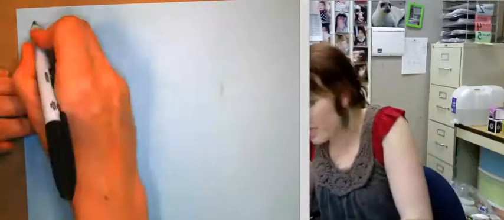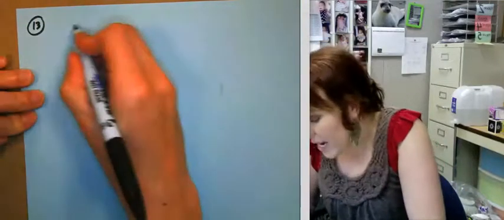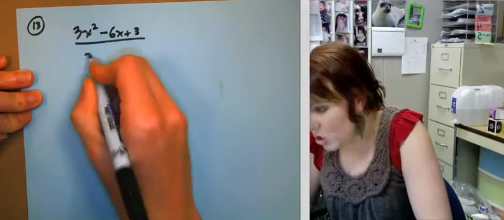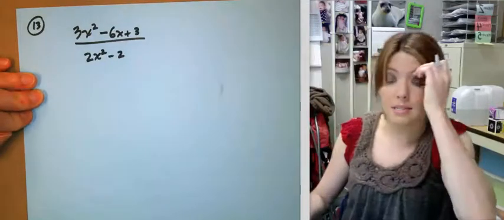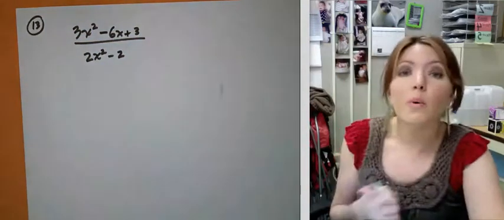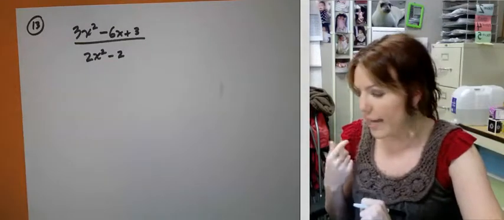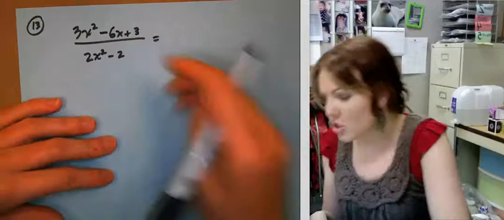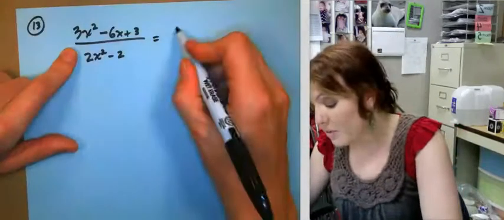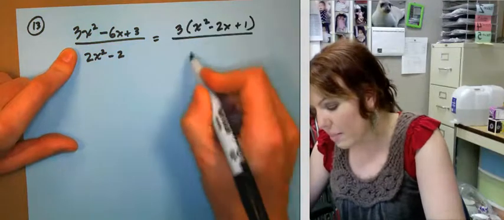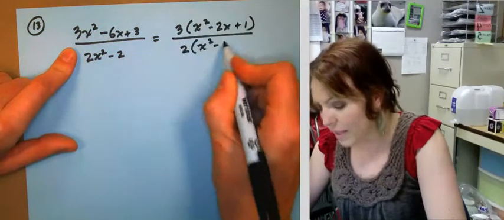All right, next, moving right along, number 13. We've got 3x squared minus 6x plus 3 divided by 2x squared minus 2. Again, always looking for greatest common factor first. Our question asks which quotient is equivalent to this one. On the top, I can factor out a 3, and I'm left with x squared minus 2x plus 1. And on the bottom, I can factor out a 2, and I'm left with x squared minus 1.